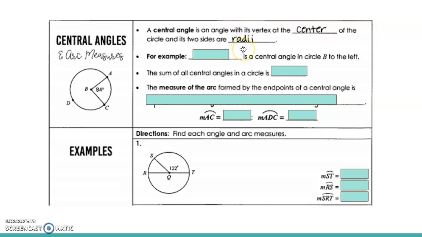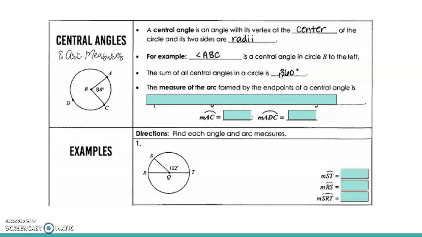Our central angle is the angle with the vertex at the center of our circle, and the two sides are radii. So if we look at our picture to the left here, B is that center, and then AB and BC, those two sides, are the radii. So angle ABC in this case would be our central angle.